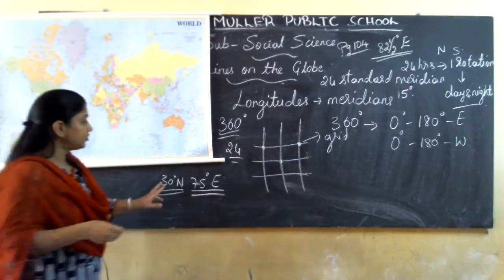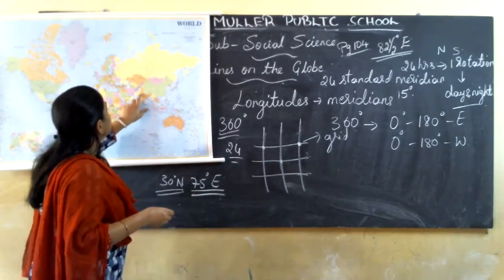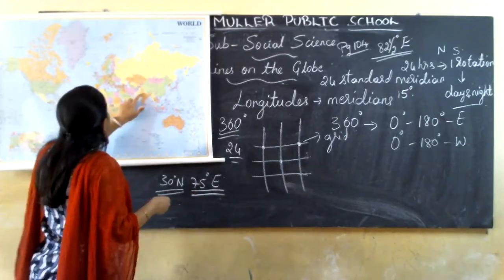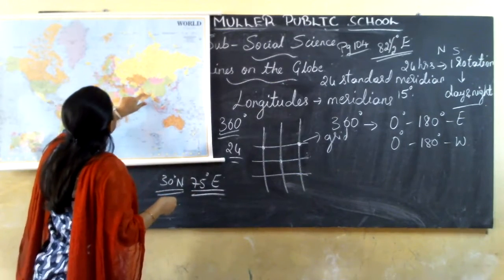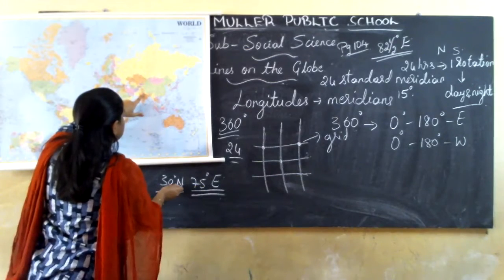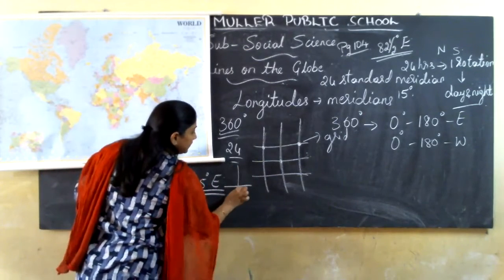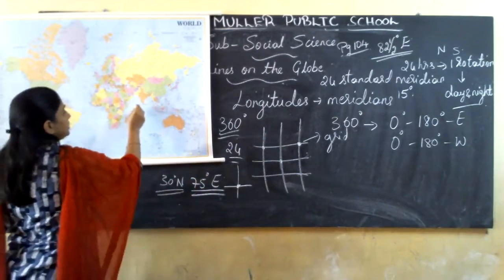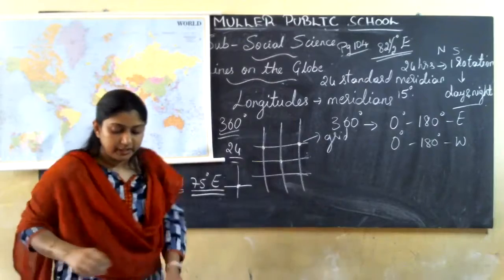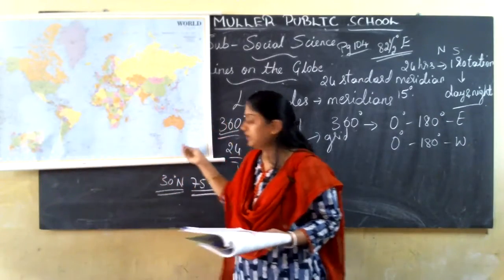So seeing these two degrees, latitude and longitude numbers, the destination is here. It comes around near Simla. So 75 degree east and 30 degree north here. Where these two lines meet, that point is considered the region, that is, Simla will come here. So that is how places are located using latitudes and longitudes.